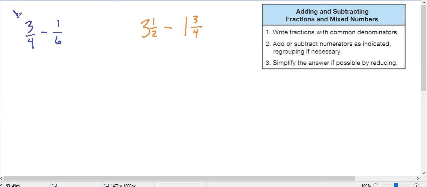If we're doing this first problem, 3/4 minus 1/6, we want to write it vertically instead of horizontally. So we got our 3/4. You're going to write that on your paper. Subtract 1/6. This allows us then, next step, to move horizontally to make the denominators the same. That's always step number one. Write the fractions with common denominators. So how we need to set it up, we want to get to the greatest common factor, which is going to be 12.